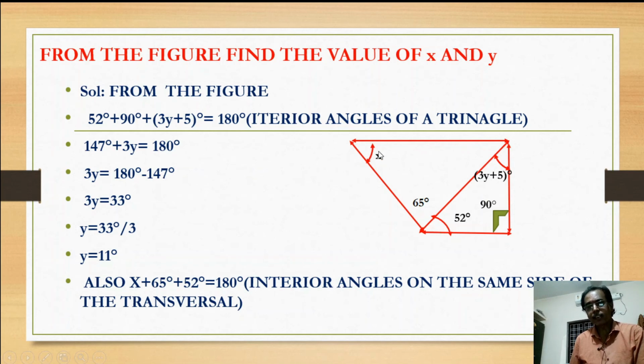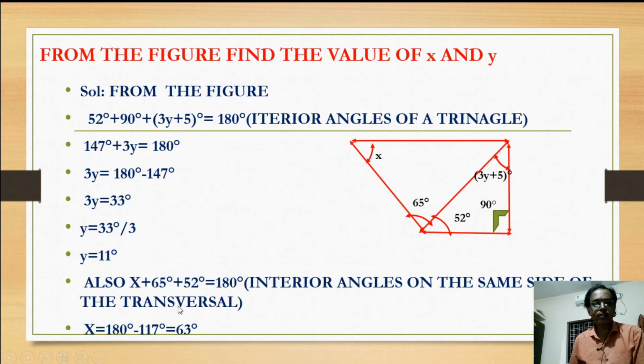Then this x degree and 65 plus 52, this combination is taken as one angle and this is the other angle. These two angles are on the same side of the transversal, and moreover these two are interior, so interior angles on the same side of the transversal are supplementary. By that we can write x plus 65 plus 52 is equal to 180 degrees. So then we can write 65 plus 52 is 117.